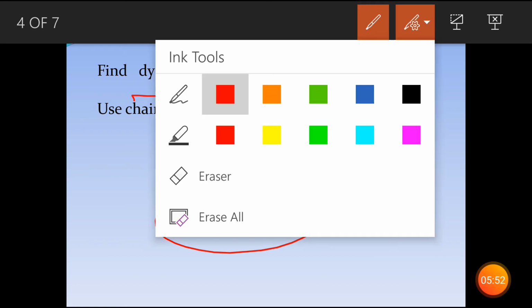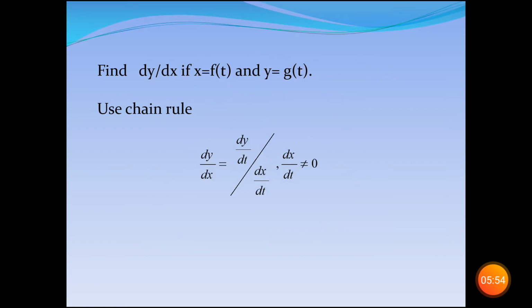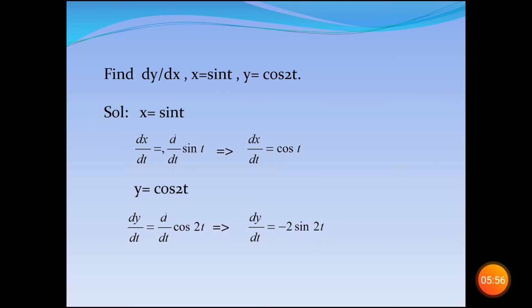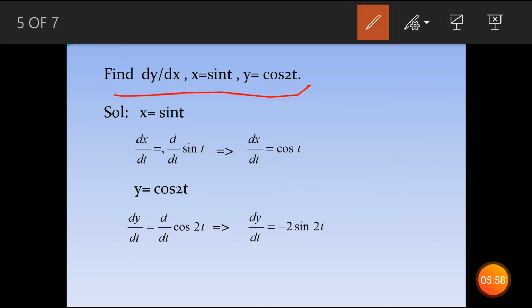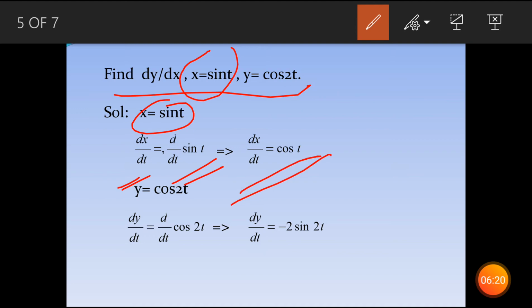Okay, now you see one of the examples. Find dy upon dx when x is sin t and y is cos 2t. So obviously, clearly this is parametric form. So how to solve it? First of all, you take this x equals sin t and find out the differentiation with respect to t. So dx upon dt is d over dt of sin t. The formula is d over dt of sin t is cos t. So we will get dx upon dt equals cos t.